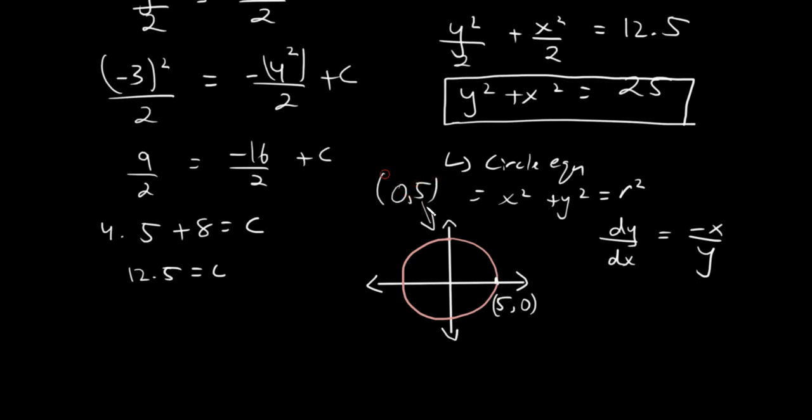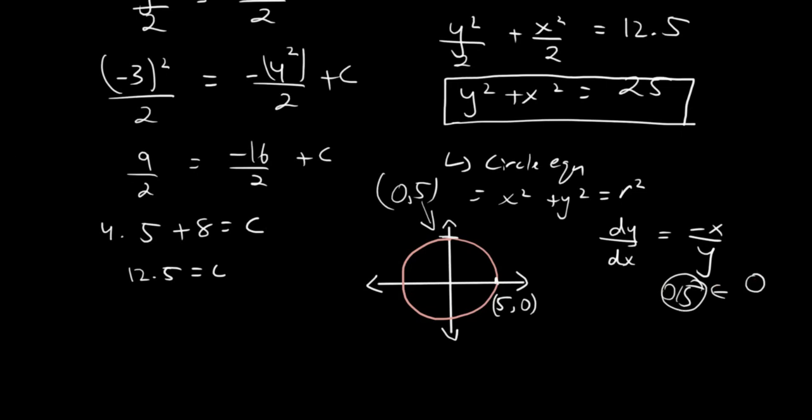What's the slope at 0 and 5? Slope at 0 and 5, if you draw a tangent line over here, that tangent is flat. So that means there's no slope. So if we plug in 0 and 5 into negative x over y, what do we get? We get 0 over 5, right? So this tells us, oh, slope at this point, 0 and 5, is going to be 0, right? That's what this differential equation is telling us.